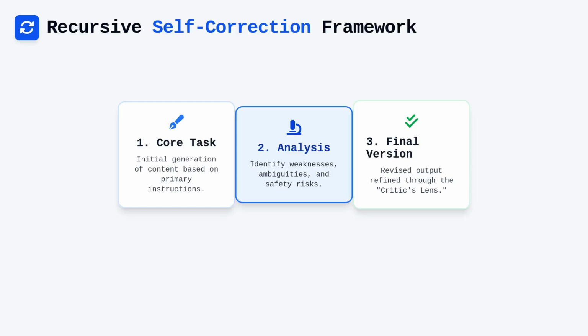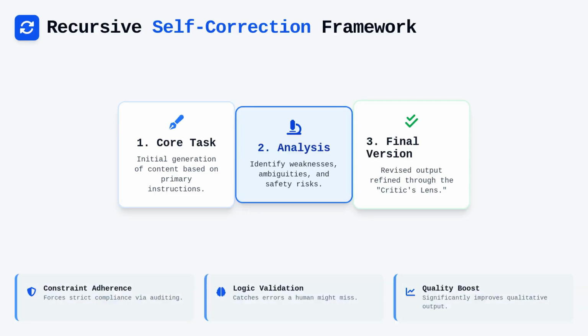This creates a functional loop where the AI identifies errors in its own logic, errors the human observer might miss during a quick skim. You are essentially building a diagnostic layer into the prompt itself. This improves the qualitative output significantly because the model is forced to reread its contribution through the lens of a critic before committing it to the final response.